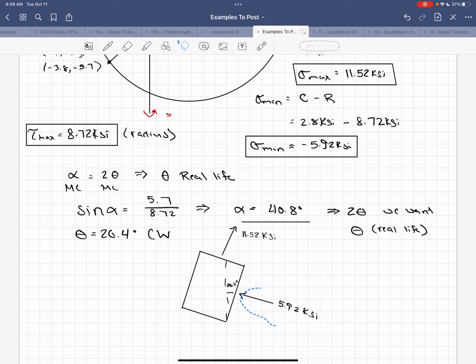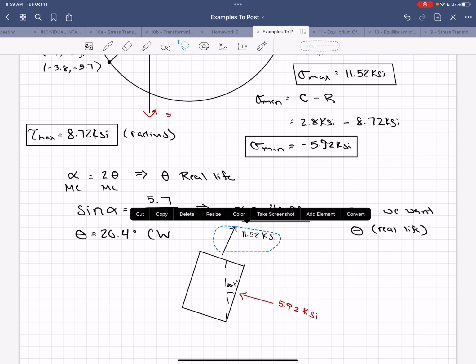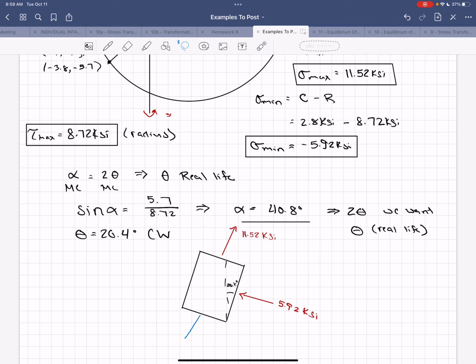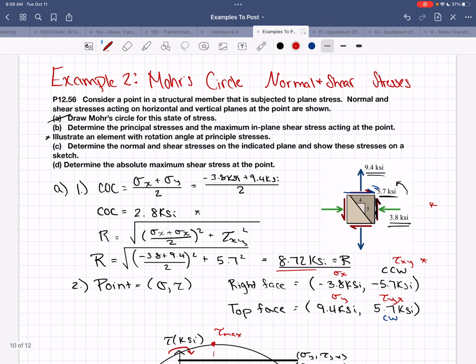And these should be in red because they're our answer. And then all we have to do is draw those equal and opposite on the other faces. So this would be 11.52 going that way and 5.92 in compression. Shear stress equals 0 at principal plane. So that's our answer. So now we have part B is done.